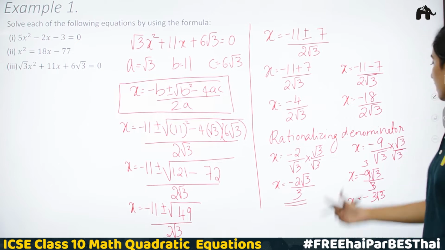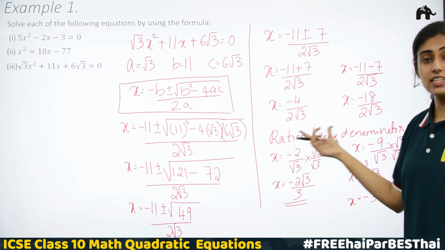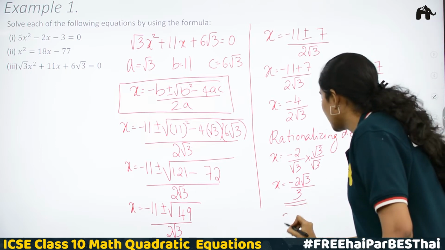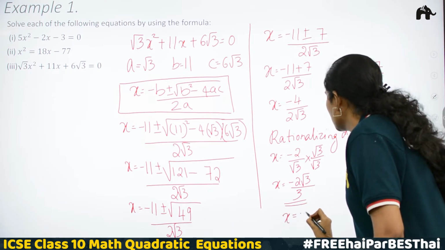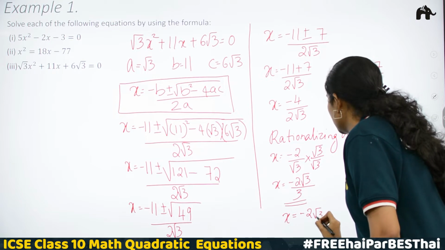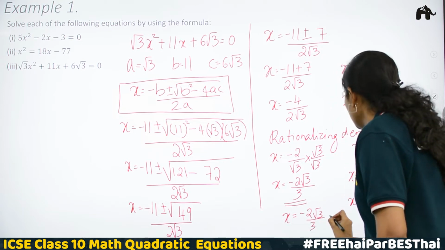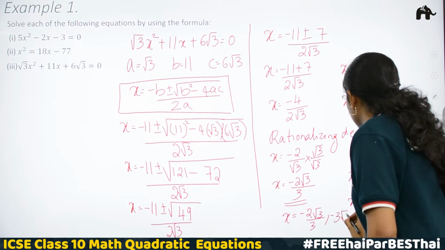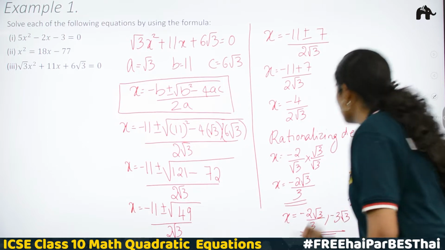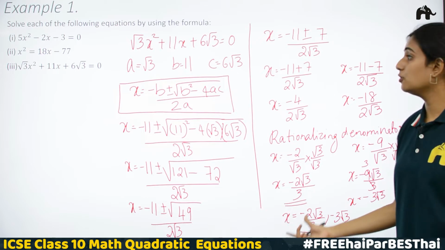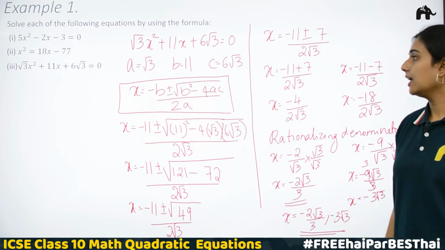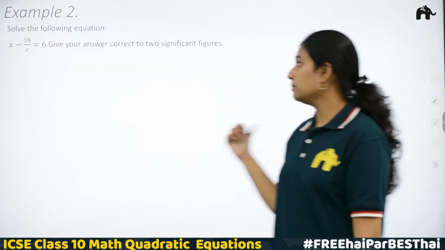Okay, we have done rationalizing the denominator to remove the roots. The values of x are, x is equal to minus 2 root 3 divided by 3, or x is equal to minus 3 root 3. Okay, these two values of x are the solution of the quadratic equation number 3. Clear? Let us solve example 2.